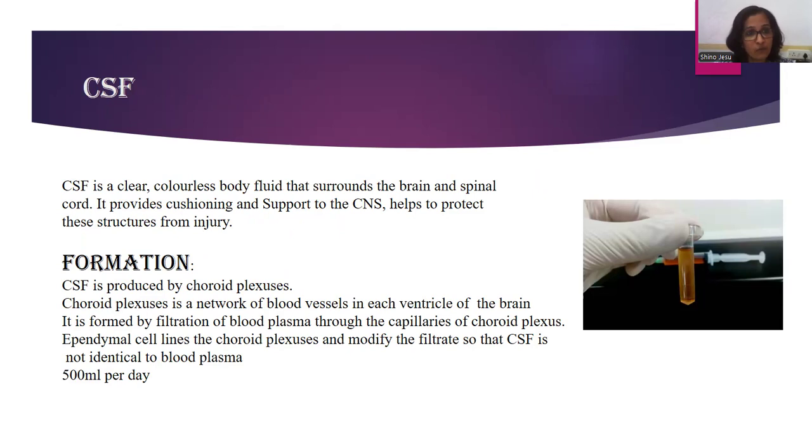And cerebrospinal fluid is a clear, colorless body fluid that surrounds the brain and spinal cord. It provides cushioning and support to the central nervous system, helps to protect the structures from injury. The formation is by the choroid plexus, and it's a network of blood vessels in each ventricle of the brain, and it is formed by filtration of blood plasma through the capillaries of this choroid plexus. Epithelial cells line the choroid plexus and they modify the filtrate so that this CSF is not identical to blood plasma. And almost 500 ml per day is produced in every human adult.